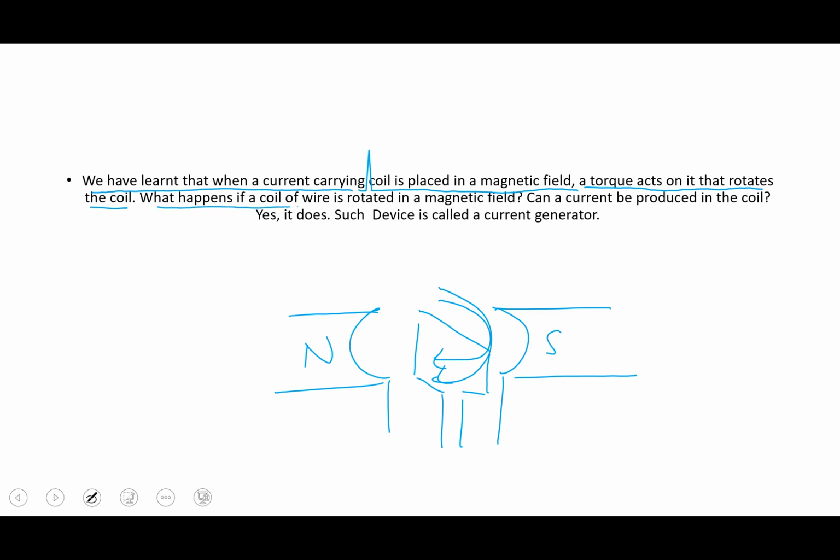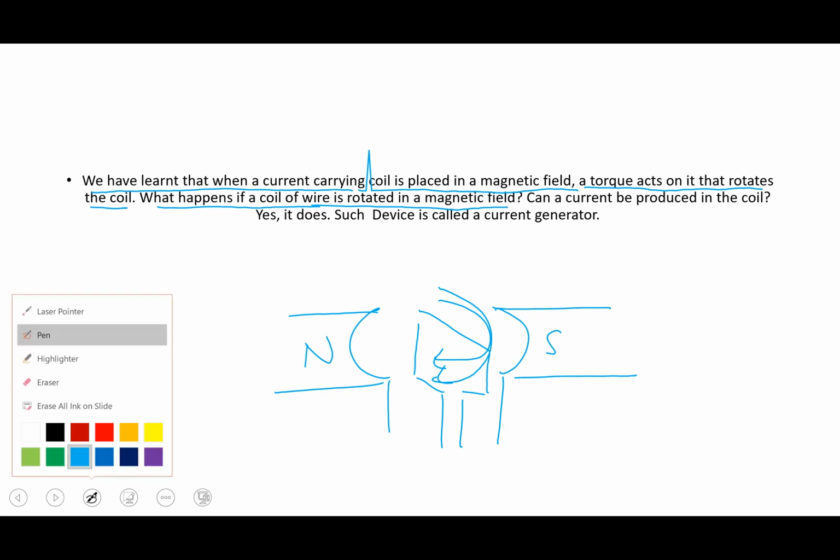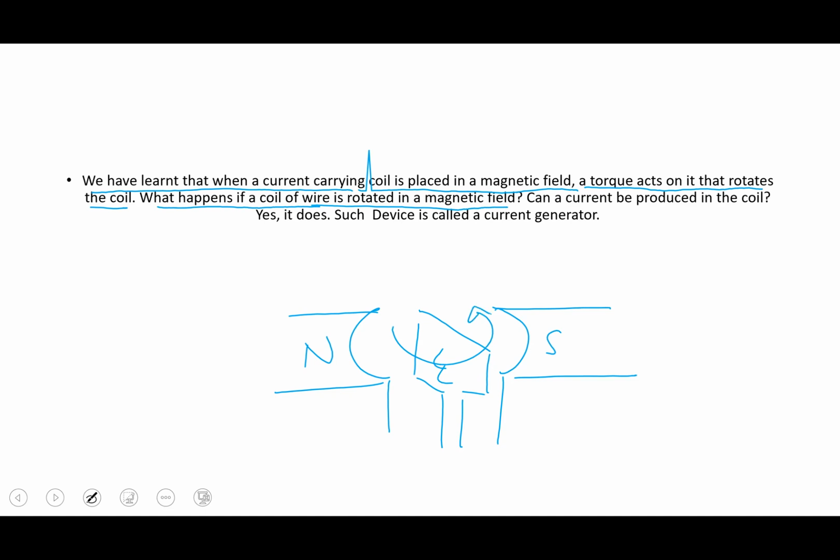What happens if the coil of wire is rotated in the magnetic field? That means if we apply the motion over here in the clockwise direction, or in other words, we can also move in the anti-clockwise direction. What will happen then? Can a current be produced in the coil? Yes, it does. When we move this coil inside a magnetic field, there will be a current produced inside it. Such a device is known as a current generator.